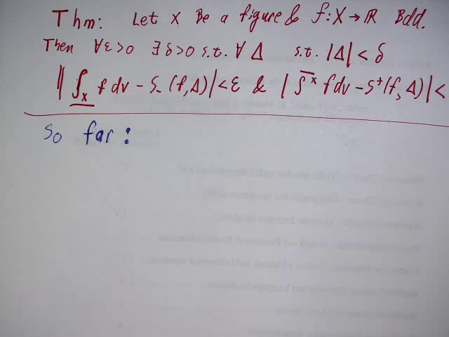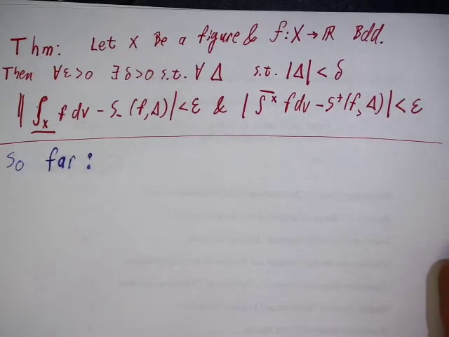Finish the proof real close to the end of class. Let's even just summarize the idea of where we are. So there's what the theorem is. Let X be a figure, f of x directly bounded, then for every epsilon there is some delta such that for every subdivision whose mesh size is less than delta, the distance between the lower integral and the lower derivative sum, and the upper integral and the upper derivative sum, are both less than epsilon.